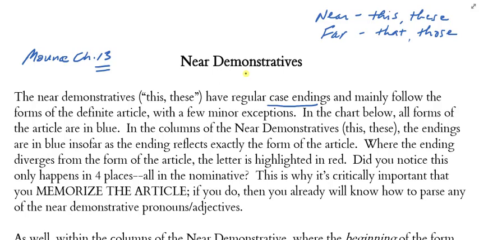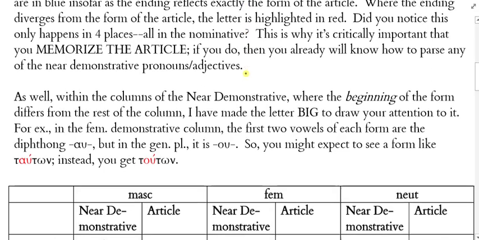So in the chart below, all the forms, at least in my presentation here, are going to be colored. The handouts I gave you don't have color, all right? But if you find these on my website, the color will be here. But the forms of the article are in blue. In the columns of the near demonstratives, the endings are in blue, insofar as the endings reflect the article. And then where the ending diverges from the form of the article, it's going to be highlighted in red. All right? So let's take a look at these forms here.